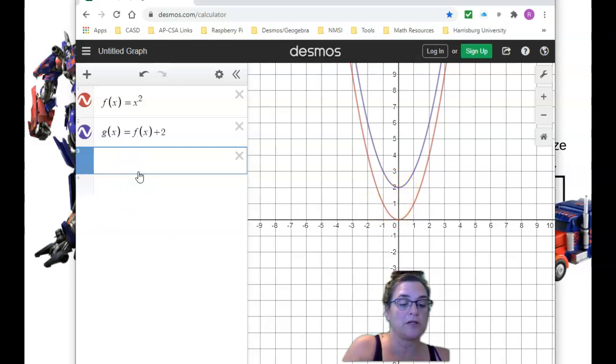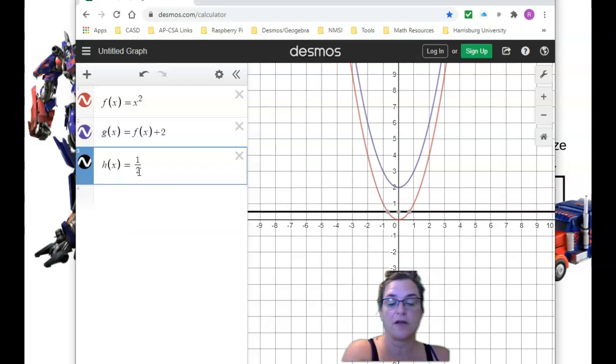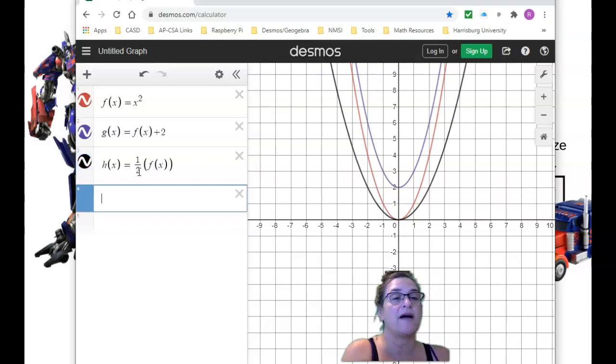Right? I could change the graph by dilating it, so maybe I'll multiply it by 1/2. So 1/2 times that parent graph f of x. And now you can see that the darkest curve here, 1/2 f of x, is wider than the parent graph of x squared. So those are called transformations. Transformations we're going to look at more closely in our next unit.